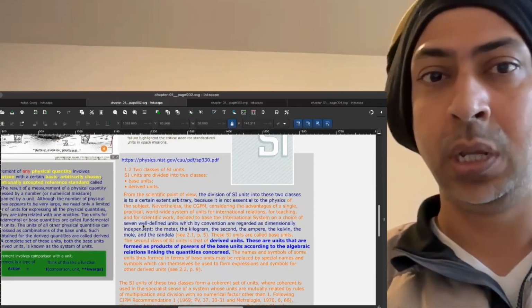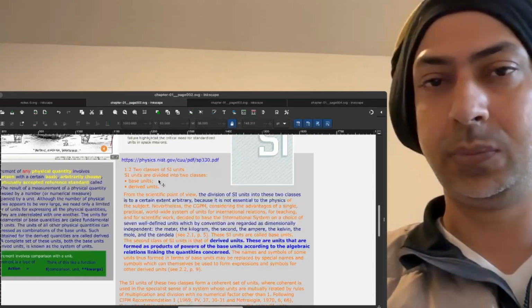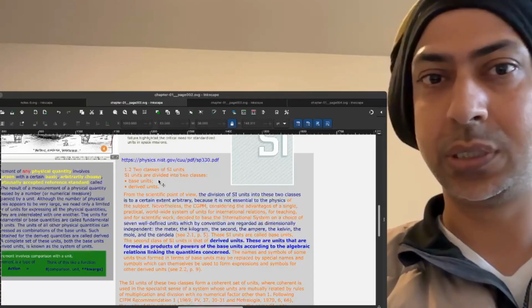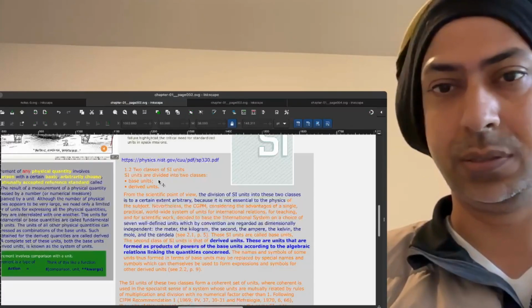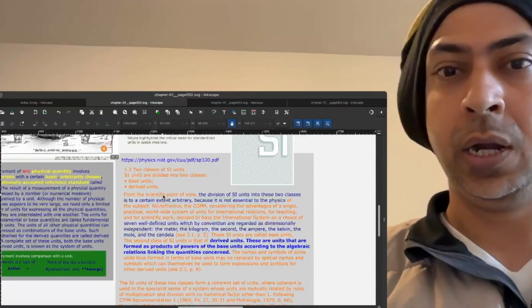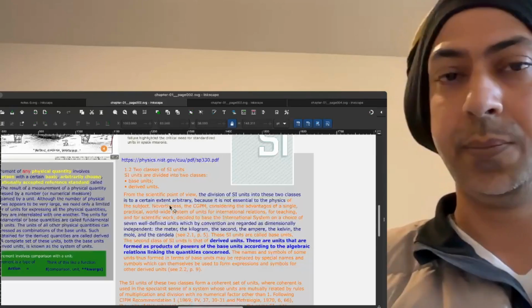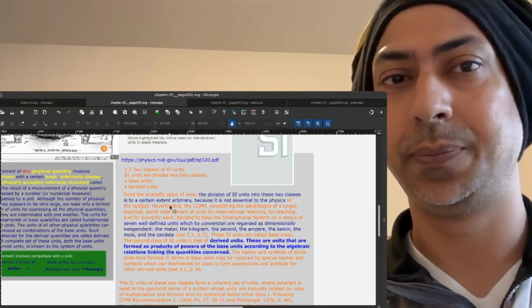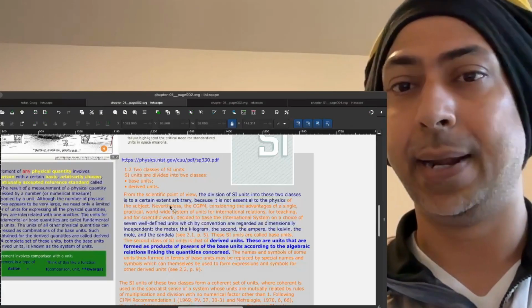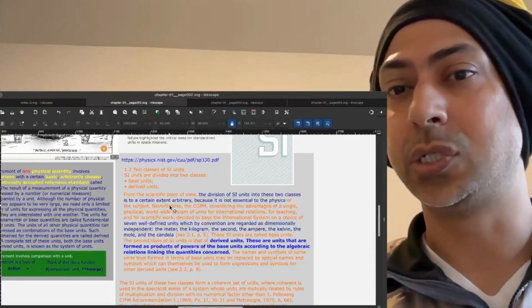So let's move on. So we see SI units दो भाग में divided हैं arbitrarily, just for ease, just like that. Divide किए तो उसमें there's just base units. 7 units are chosen as base units, and apart from that, derived units होते हैं.